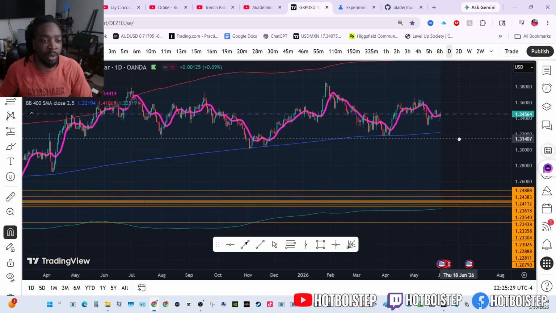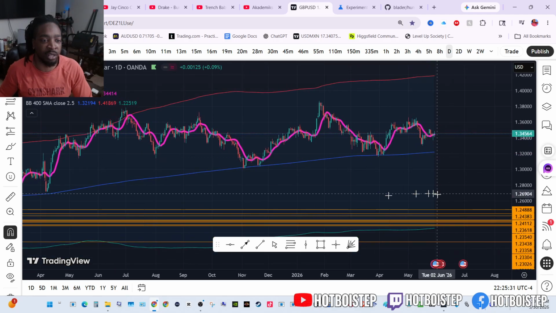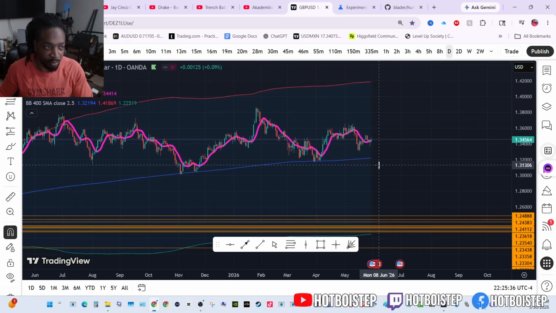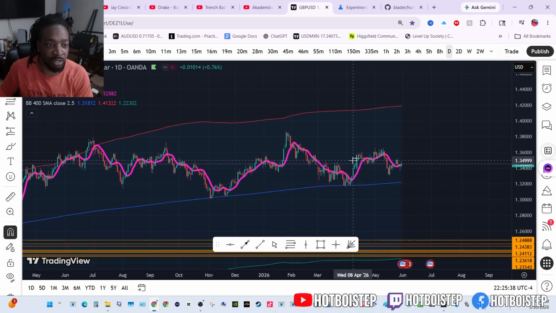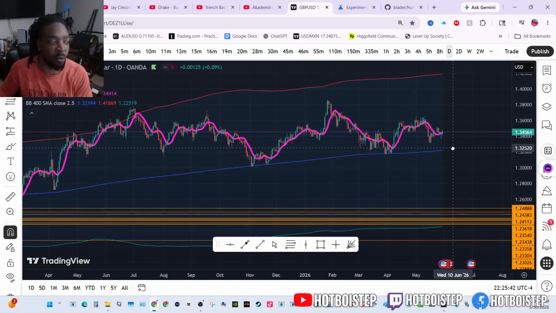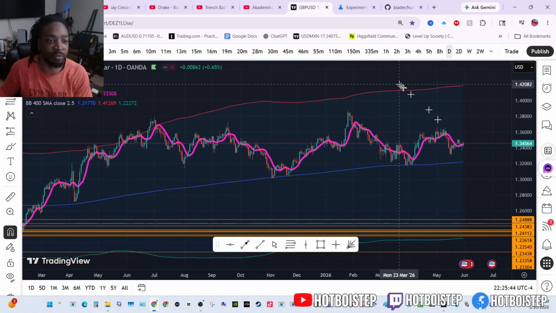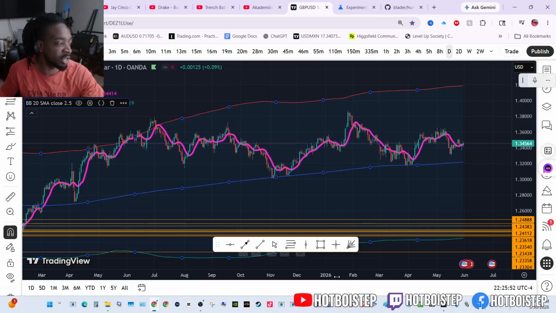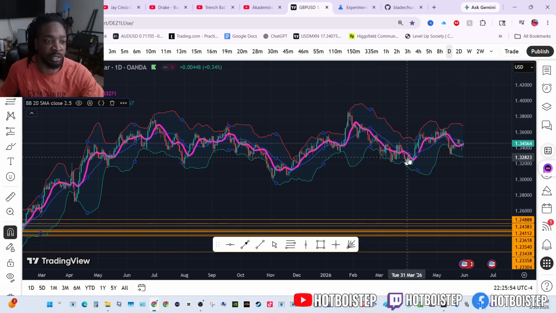But look at this band. This is a whole bunch of lines I drew in the past because the market was right here. But look at this. This is a wide Bollinger Band. People's Bollinger Bands usually look something like this. You put it on a 20, that's the way they give it to you, and then it looks like this.